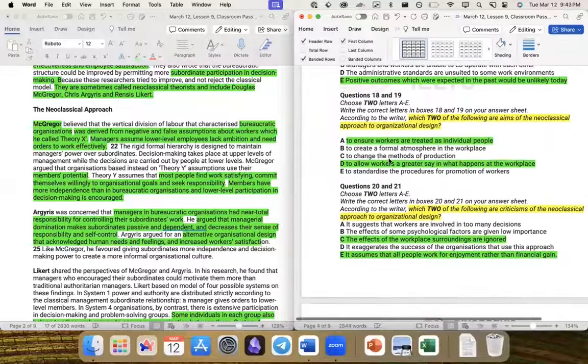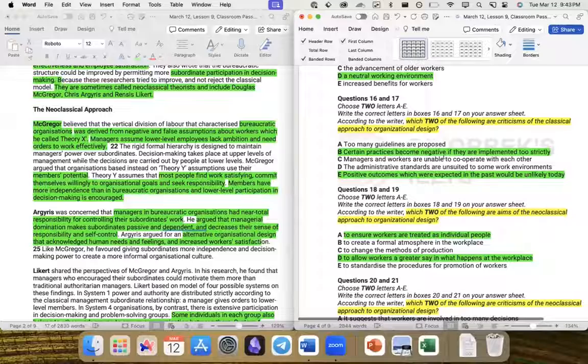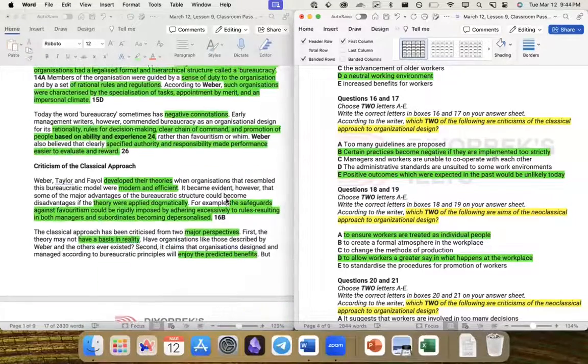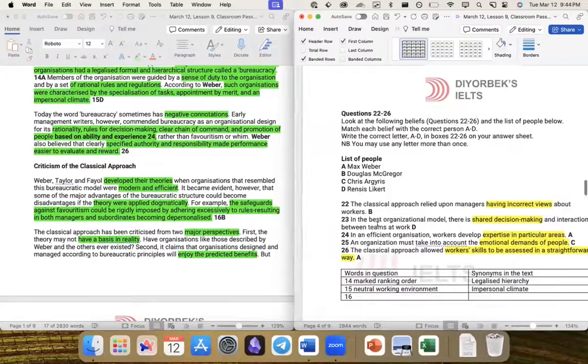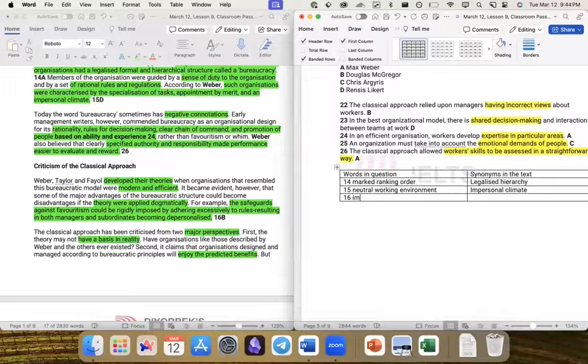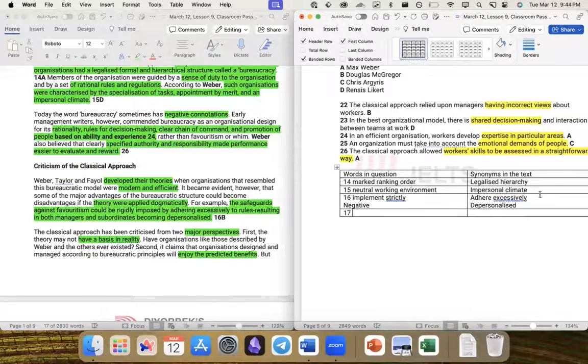16. Certain practices become negative if they are implemented too strictly. Implement strictly means adhere excessively. And become negative, they become what? Depersonalized.